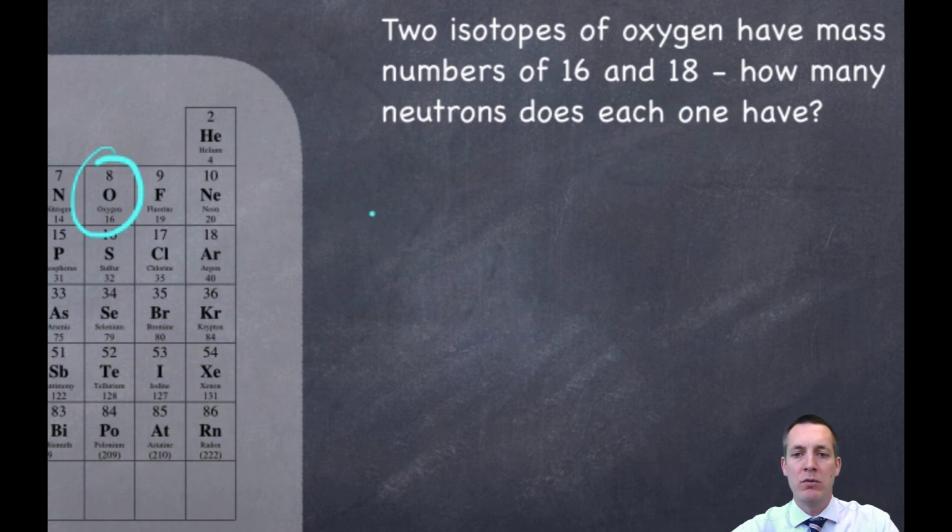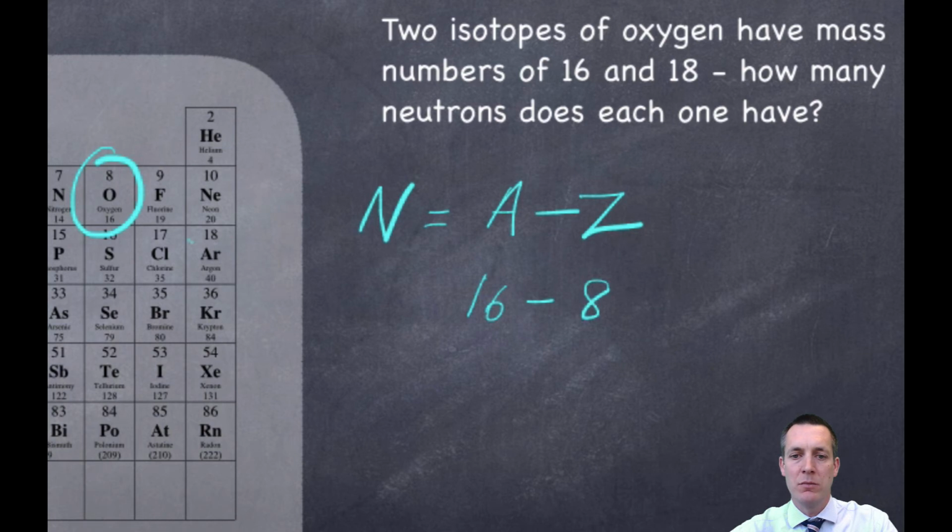Well, let's see if we can remember how we find the number of neutrons. The number of neutrons is equal to, you should remember, the mass number, A, minus the atomic number, Z. So in this case, we've got two different isotopes. In one of them, it's going to be 16 minus 8. The atomic number never changes because we're talking about oxygen. So we'll call this one part 1. And in part 2, we're talking about another isotope where the mass number is 18. And we're still going to subtract 8 from it because the atomic number is always the same. So in the first isotope, we should have 8 neutrons, and in the second, we've got 10.